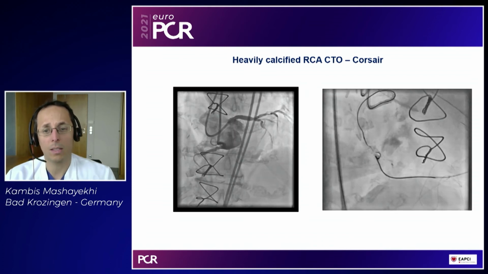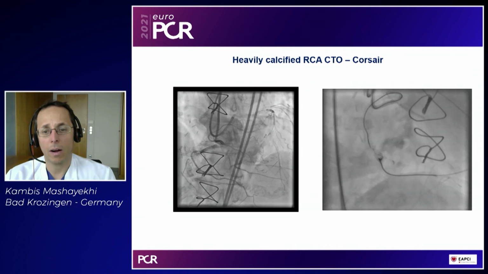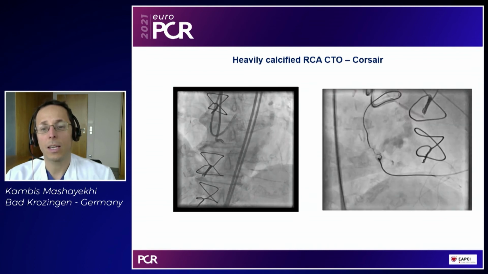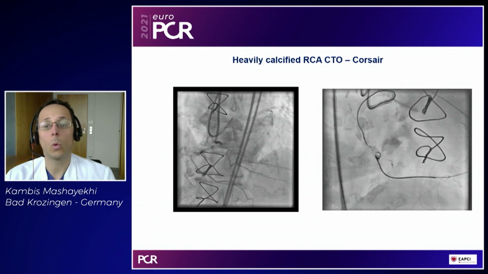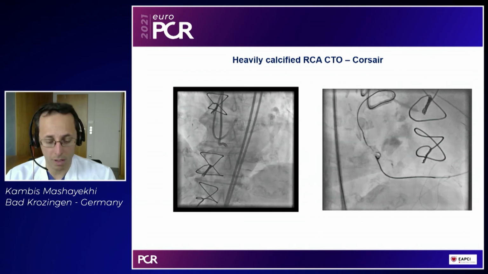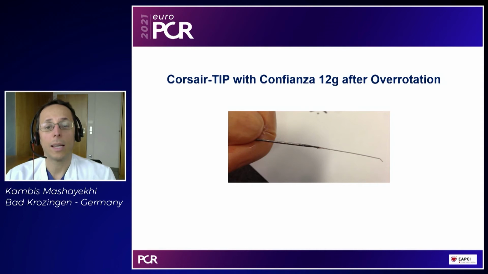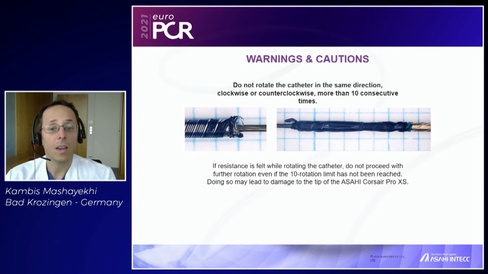Another thing where you should not over-rotate the devices is once you get stuck in calcium, right? This was a very calcified RCA, but here you can see the wire, the Confianza 12, was not able to penetrate. I wanted to rotate the microcatheter towards the Confianza tip. You can see what happened. The tip in the calcium was getting fixed and then trapped with the wire, so I had to bring everything out. And this can happen when you over-rotate the tip in calcium.